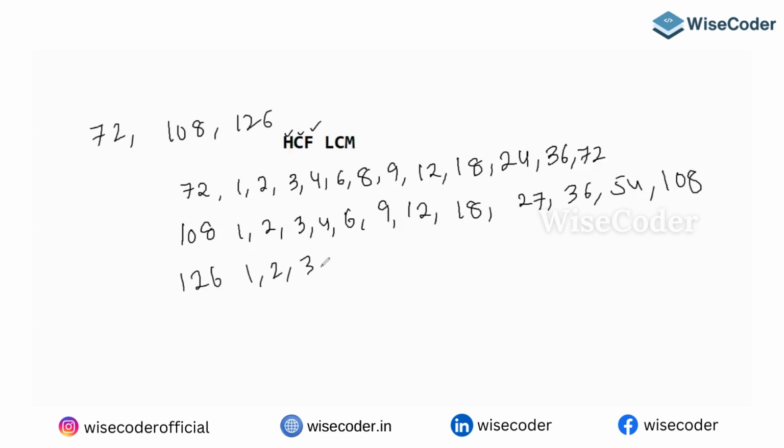Now 126. 1, 2, 3, is 4 a factor? No, guys. 4 is not a factor because 126 is not going to divide by 4. 6 is a factor? Yes. 7 is a factor? 7 ones are 7. What am I left with?